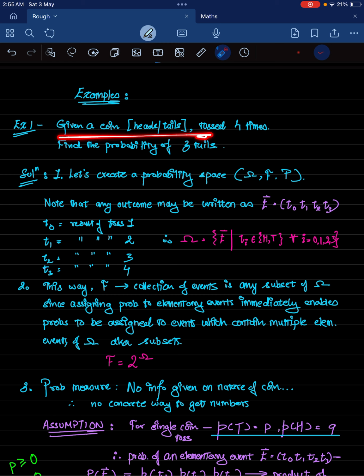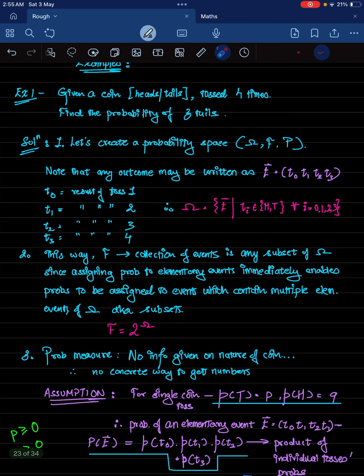Given a coin, which can either give heads or tails, that coin is tossed 4 times, and now your goal is to find the probability of 3 tails among those 4 tosses. So 3 out of 4 tosses should give you tails. Find the probability of that. Okay, cool.